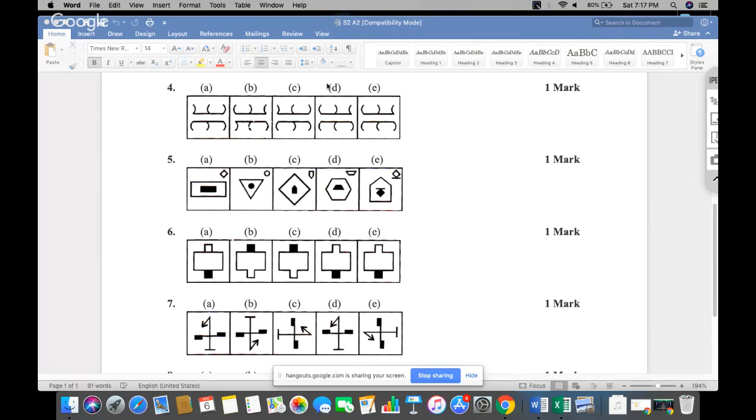Question number 6. Most of you are saying A. Yes, A is the right answer, because you can look at it and you can say that whatever has been cut over here, that has been painted on the other side. Here there is no such region. The portion which has been cut, that itself has been painted. So option A is the right answer. Question 7.